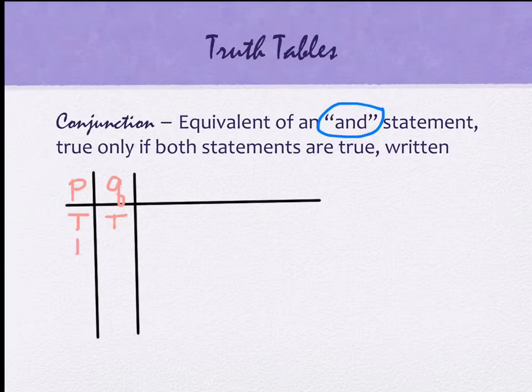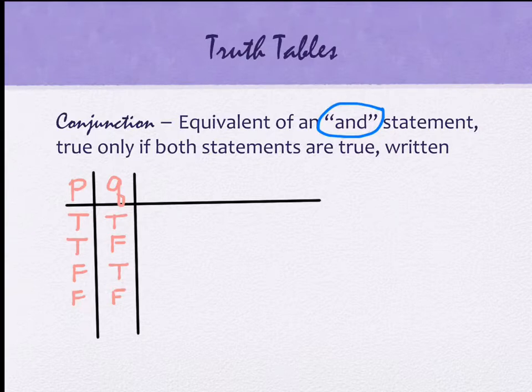But you could also have the first statement true and the second statement false. Or you could have the first statement false and the second statement true. Or you could have both statements false, like so. Now, this pattern is the same every single time you have two statements.